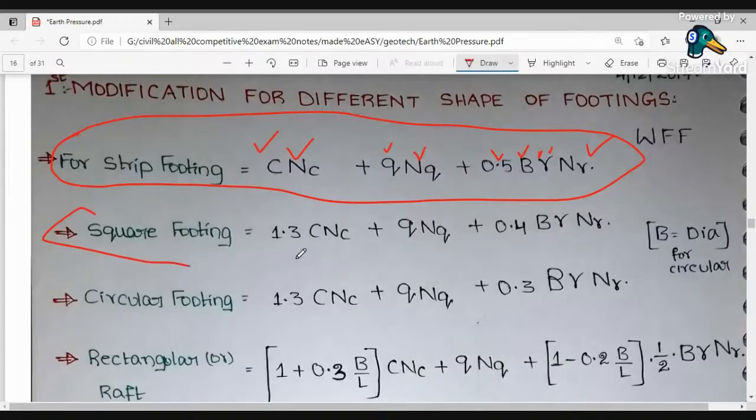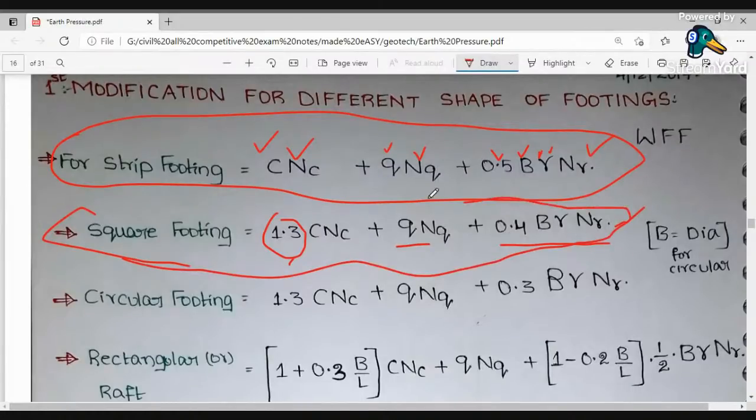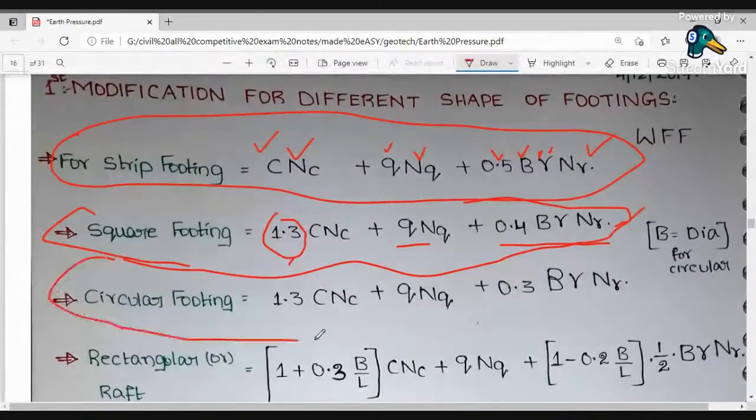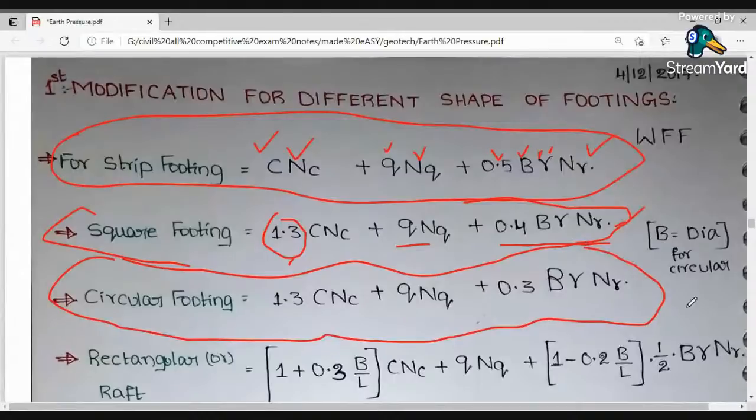In case of square footing, the value is 1.3 cNc. The modification is coming here. We are adding 1.3 cNc + qNq, and this value will decrease to 0.4 B gamma N gamma. Okay, so try to remember the formulas. For strip footings, the bearing capacity we can write as cNc + qNq + 0.5 B gamma N gamma. And for square footing, we can write as 1.3 cNc + qNq + 0.4 B gamma N gamma. And for circular footing, we can write as 1.3 cNc + qNq + 0.3 B gamma N gamma.